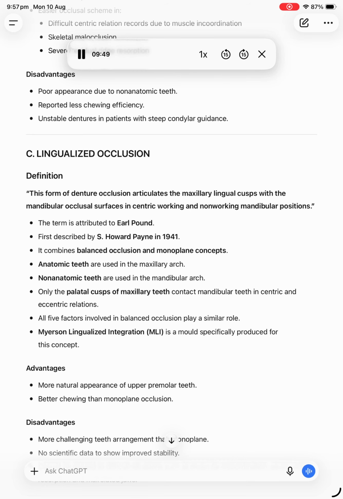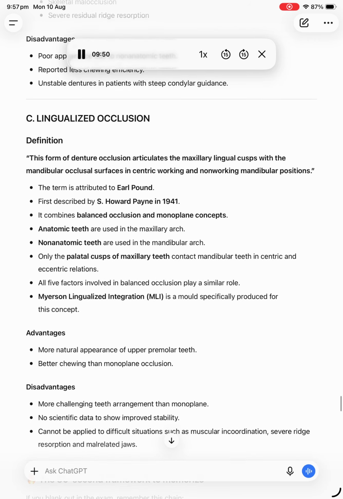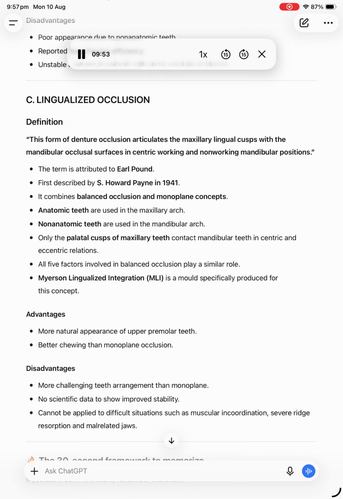Anatomic teeth are used in the maxillary arch. Non-anatomic teeth are used in the mandibular arch. Only the palatal cusps of maxillary teeth contact mandibular teeth in centric and eccentric relations. All 5 factors involved in balanced occlusion play a similar role. Meyerson lingualized integration, MLI, is a mold specifically produced for this concept.